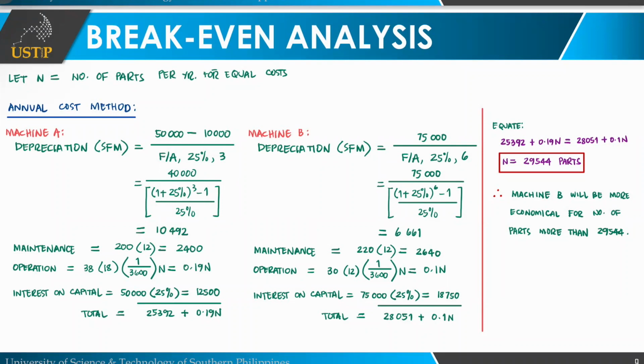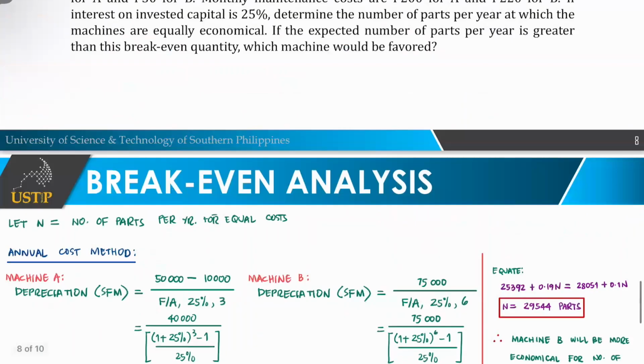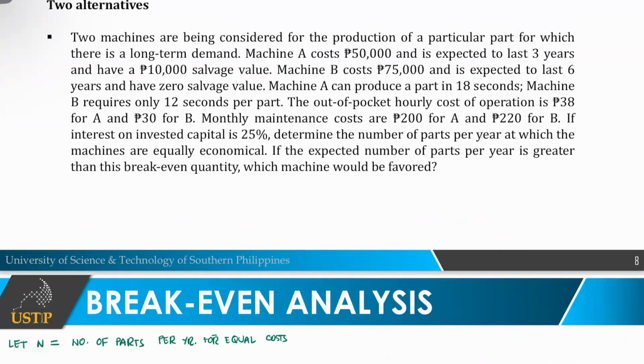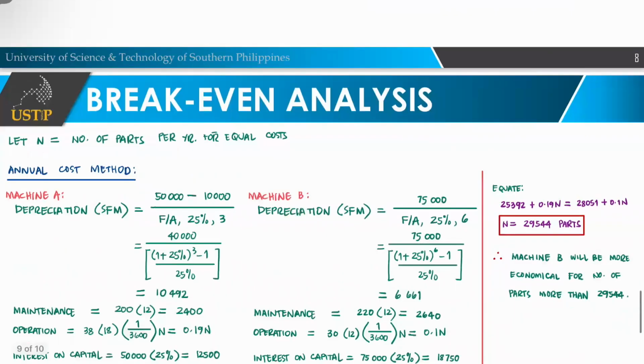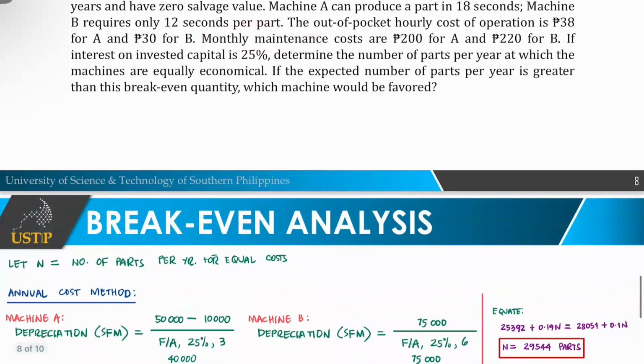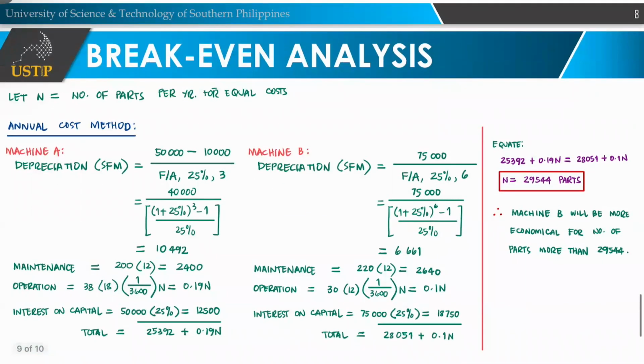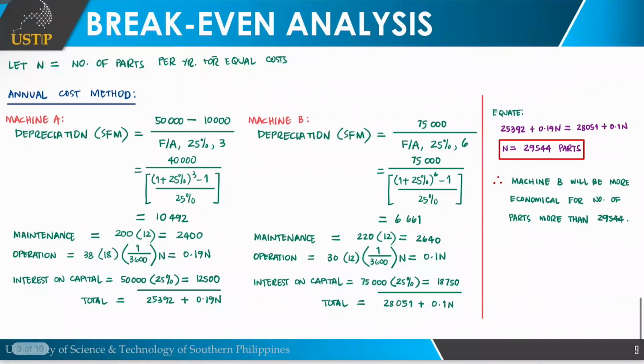Now, the maintenance for machine A is 200, and that is monthly. Remember, we are using the annual cost method, so we look for the annual equivalent. Since it is monthly, we multiply by 12, and we get an annual maintenance cost of 2,400 pesos.